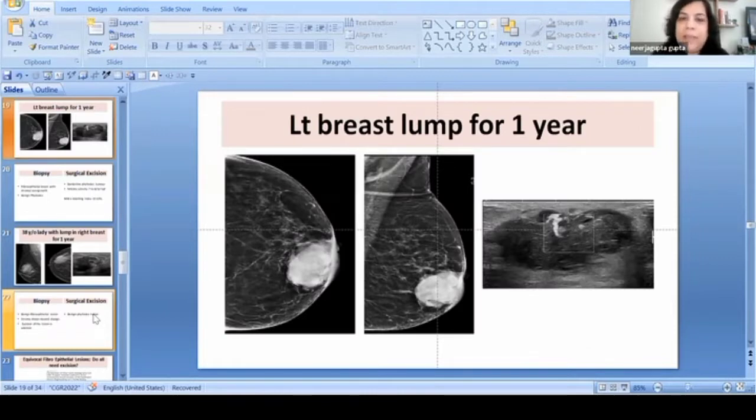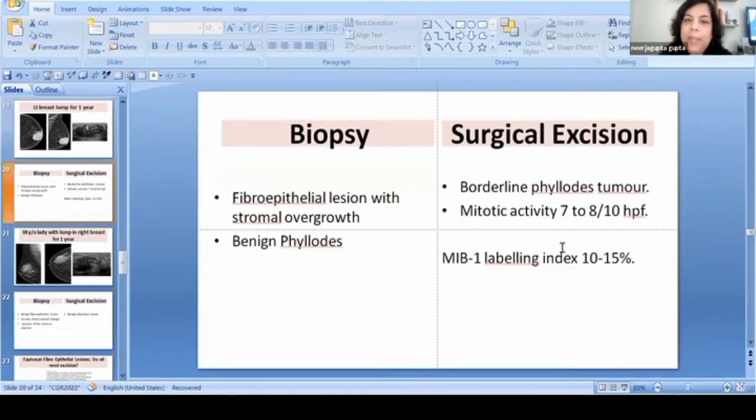A lady with left breast lump in the retroareolar region for 1 year. Again, we are seeing a dense mass, and which has a circumscribed margin, and it seems to be infiltrating the areola, and it is close to the skin, and there is vascularity within. The biopsy showed benign phylloides, and the surgical excision upgraded it to borderline phyllodes tumor with a mitotic activity of 7 to 8 per 10 high power field.